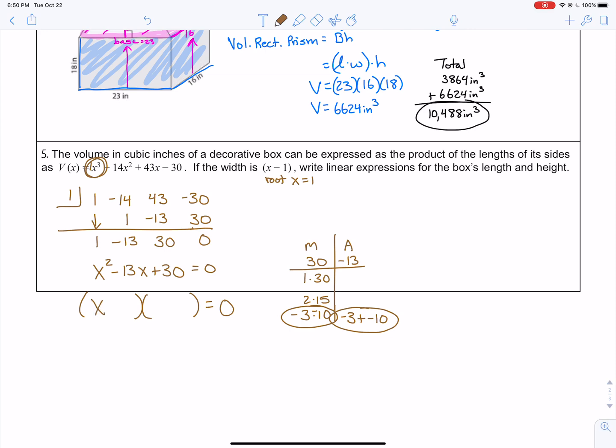So we have x minus 3 and x minus 10 are the length and height. It doesn't really matter which one, so you just circle those factors. All right, so that's it for practice quiz 11.